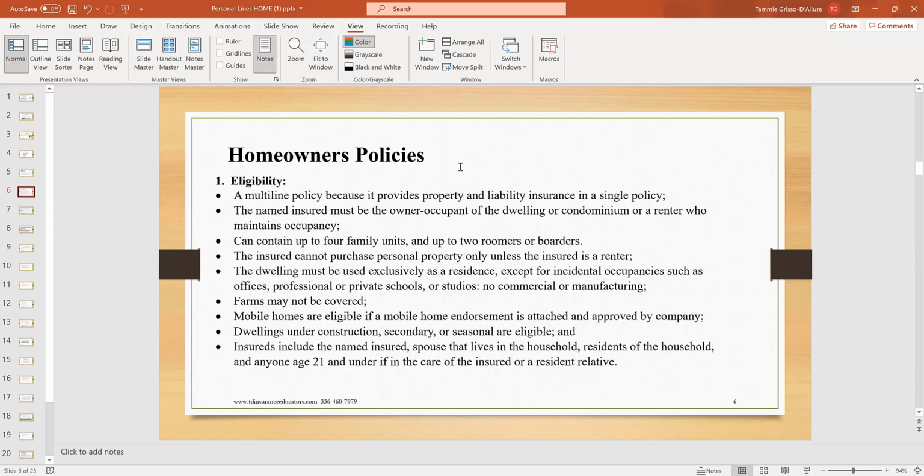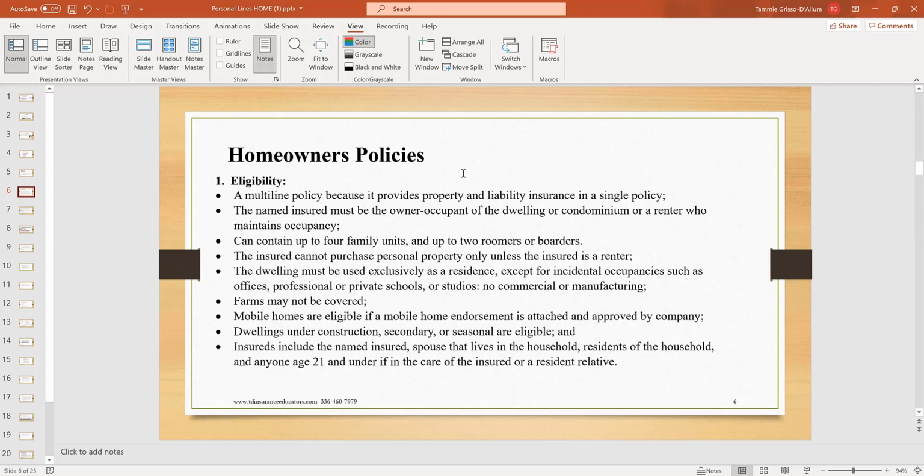If he says, no, I'm not going to be living in this home, but I will be renting it out, then we know that we cannot put him on a homeowner policy and he will go on a different type of policy, usually called a dwelling policy or a landlord policy. Now, on these homeowner policies, we can write the homeowner forms for people that live in the home, or we can write people that live in condos.